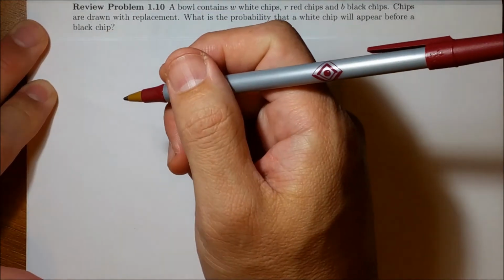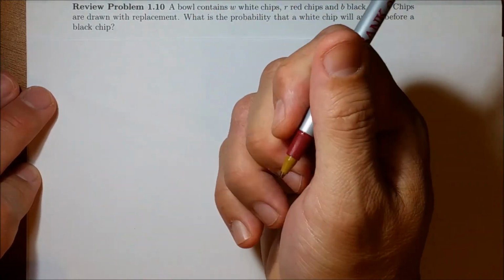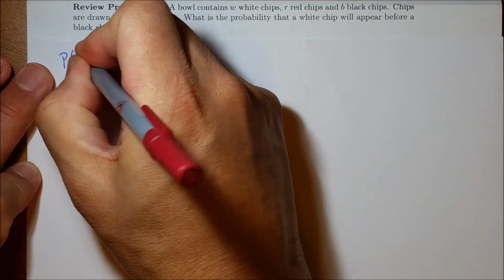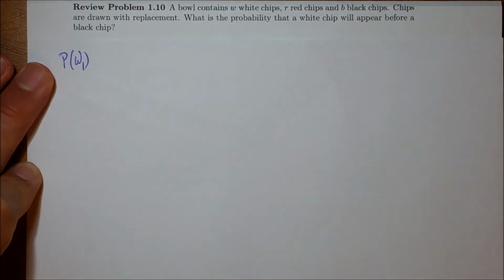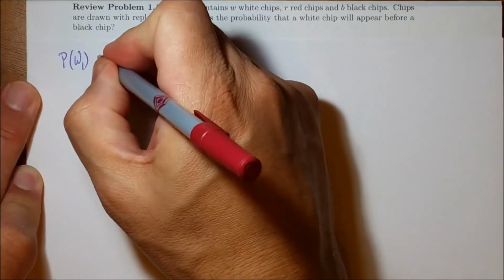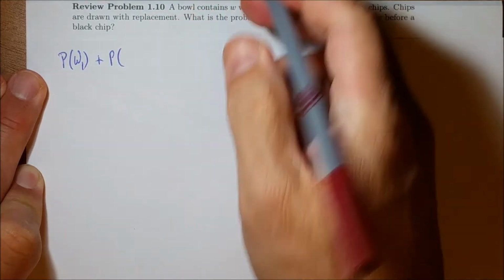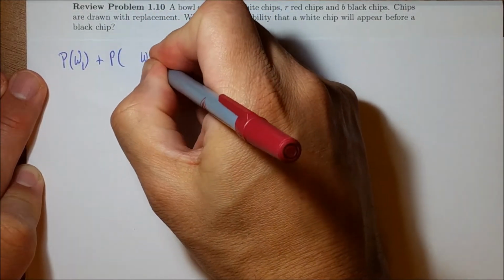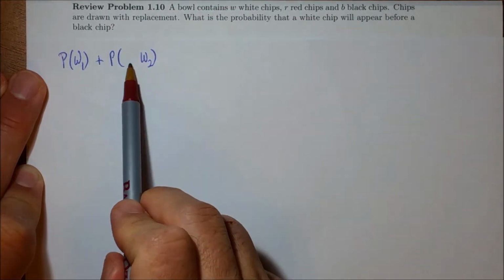Okay, so to do this one, we'll just start by listing out the possible ways that this could happen. One way is that the white chip is drawn first, in which case certainly a white chip appears before a black one. Another way is that something else is drawn first and then the white chip is drawn second. Well, what could be first?